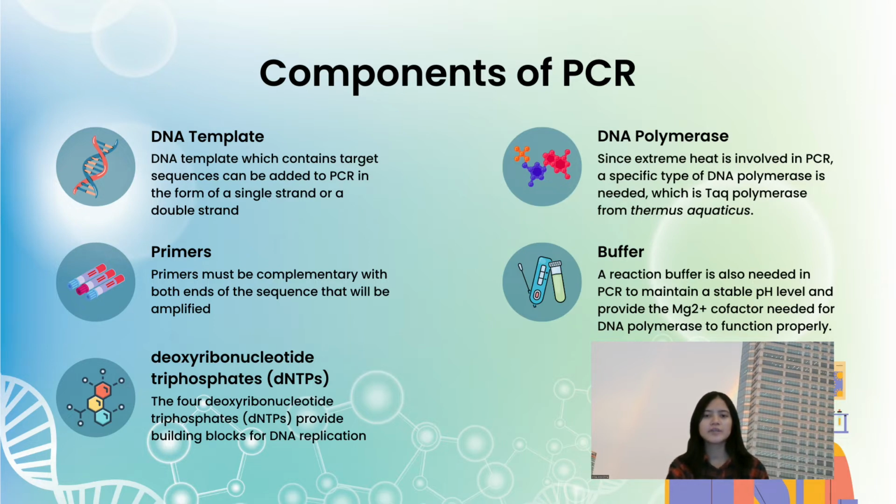Taq polymerase is able to withstand extreme temperatures of around 100 degrees Celsius and does not easily denature in extreme temperature. The last one is buffer, which is also needed to maintain a stable pH level and provide the magnesium ion cofactor needed for DNA polymerase to function properly.